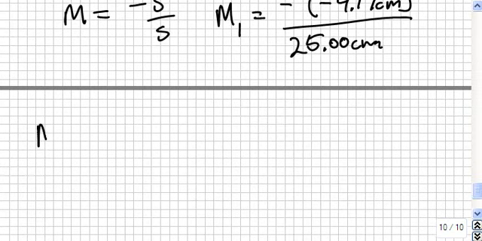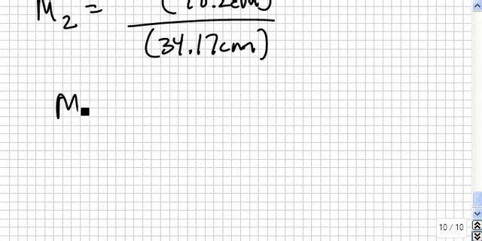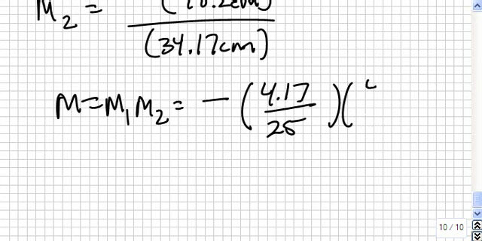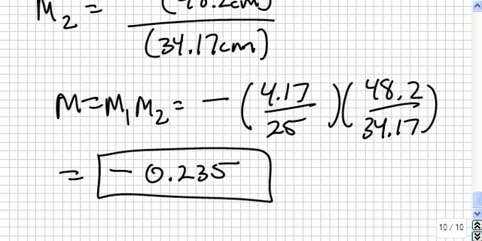We can calculate m2 as well. m2 is again equal to the negative of the image distance, 48.2 centimeters, divided by the object distance, in this case 34.17 centimeters. In order to find the total magnification, we just multiply these together. This is going to be negative 4.17 over 25 times 48.2 over 34.17. When I multiply all these together, I get minus 0.235. So that's the total magnification of the system.